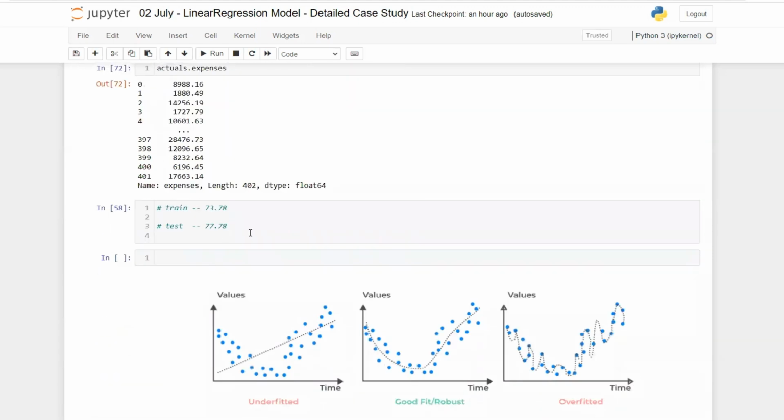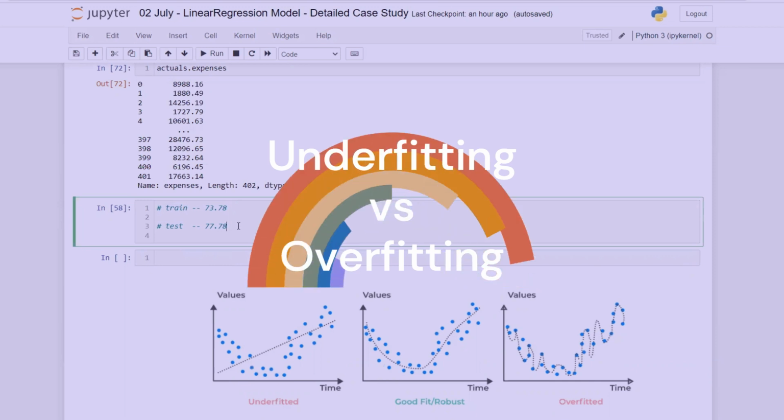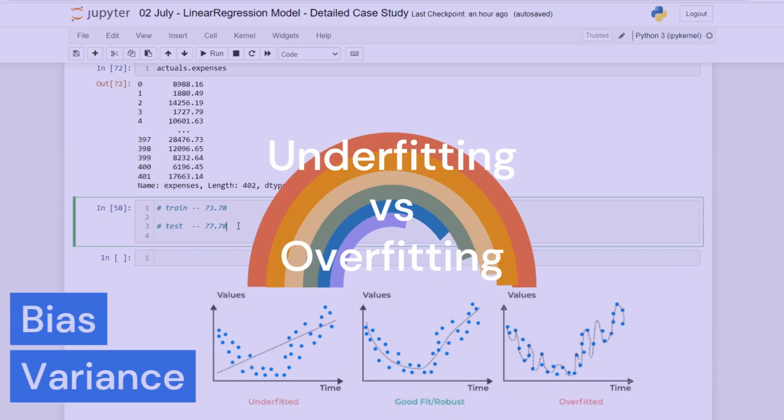Now, the most important part, guys, is to compare the training score with the test score and conclude whether this model is an underfit model or an overfit model. That's a very important term. Whether your model is underfit or whether your model is overfit. What is the bias in the model? What is the variance of the model? These are very key critical terminologies.